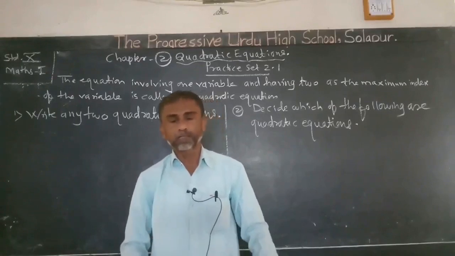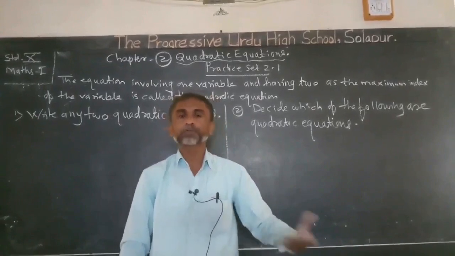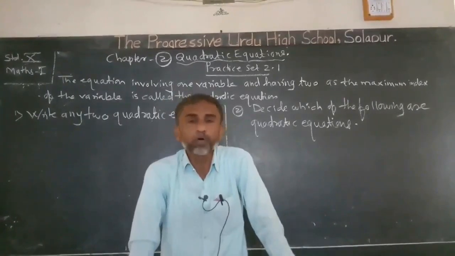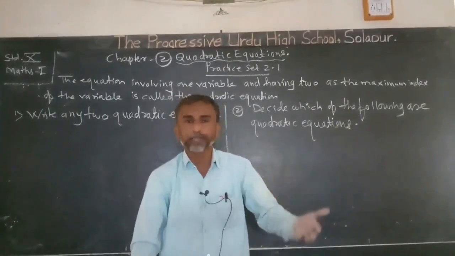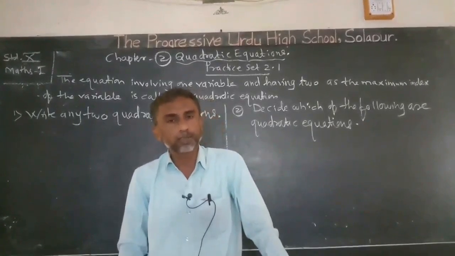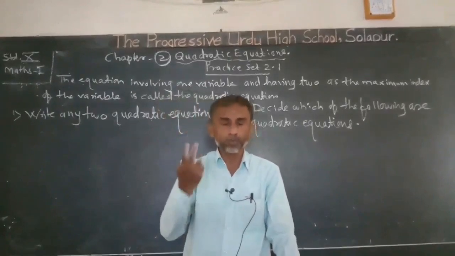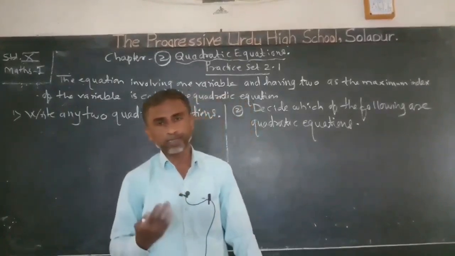Today I am going to start the second chapter from Maths first, that is quadratic equations. In the last year, you have studied polynomials. We have also seen the types of polynomials according to the degree. If the degree of the polynomial is 1, it is called a linear polynomial, and if the degree of the polynomial is 2, it is called a quadratic polynomial.